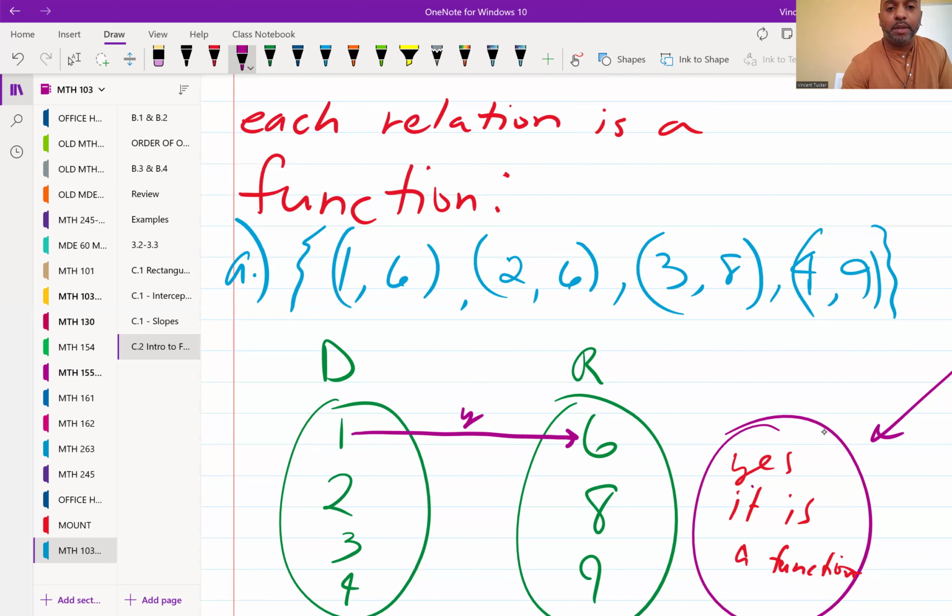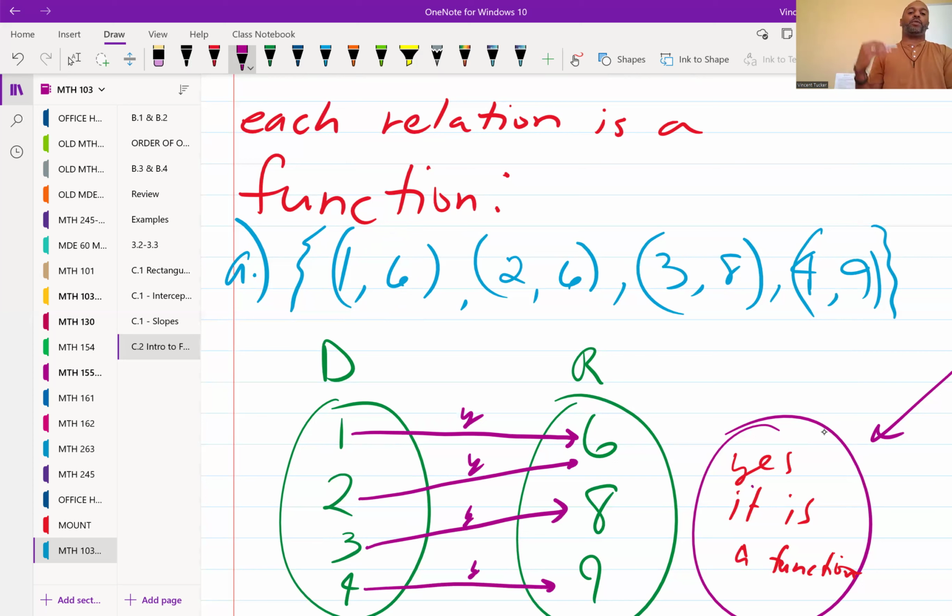The number 2, how many numbers? And we're talking about right here, 1, 6. Looking at the second ordered pair, how many numbers does number 2 go to? Just one value. Now, it might go to the same number that 1 went to, but we're not talking about 1 no more. We're talking about the number 2. That only goes to one value, and that's 6. 3 goes to 8, and then 4 goes to 9. So since I can answer yes for all 4 of those numbers, then yes, it is a function.